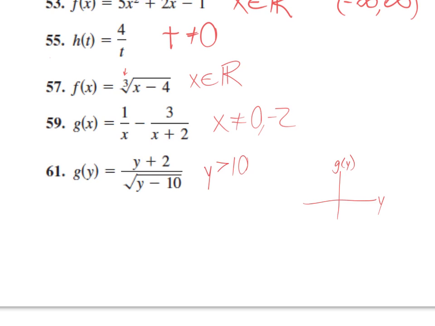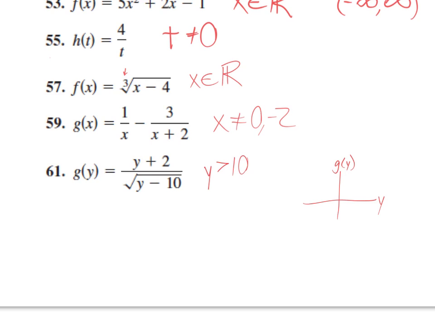You can do the square root of 0. However, because it's also in the denominator, it can't equal 0. Because if we plug 10 in here, we'd get 12 over the square root of 0. So that would be 12 over 0, and this would be undefined. So you're right, it does have to be y is greater than 10. And that would be our domain. Any questions? Do we understand what we're doing so far?